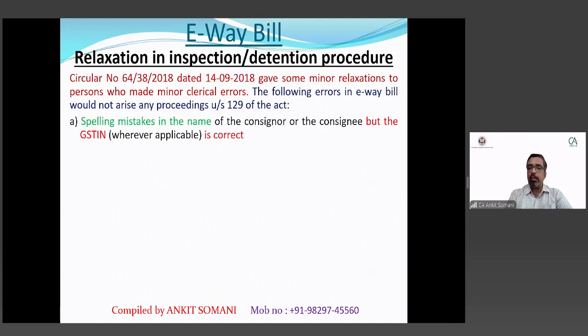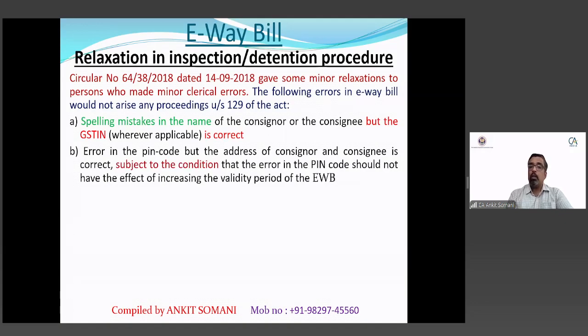Let us assume spelling mistakes in the name of the consignor or consignee, but the GSTN is correct. Or an error in the PIN code, but the address of the consignor or consignee is correct, subject to the condition that the error in the PIN code shall not have the effect of increasing the validity period of the e-way bill. Now, this is very important, correct? In case the PIN code is written in such a way that the validity period of the e-way bill is increased. Normally, for every 100 kilometers, there is one additional day. Because the number of kilometers is taken in the e-way bill with the help of the PIN code only.